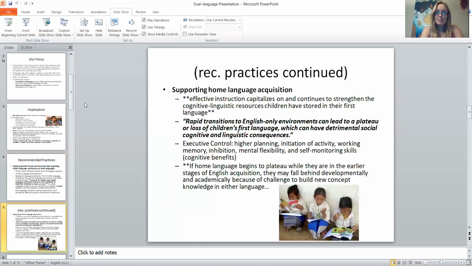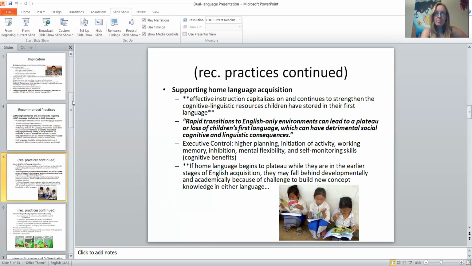Another recommended practice it talks about is supporting the home language acquisition, which I'm super passionate about.